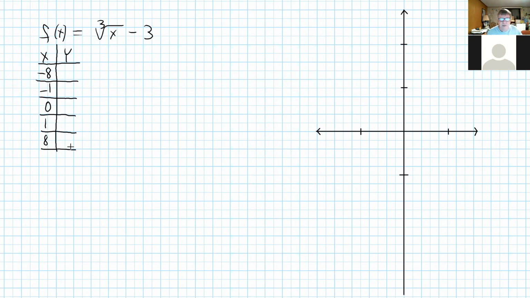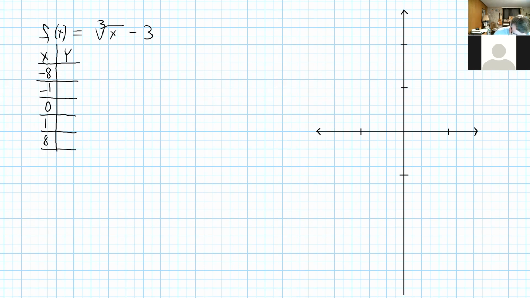Now, we're not taking a square root, we're taking a cube root. Notice that the x values are all perfect cubes. Negative 8 is negative 2 times negative 2 times negative 2. Positive 8 is 2 times 2 times 2. Negative 1 is negative 1 times negative 1 times negative 1. 1 is 1 times 1 times 1. And 0 is 0 times 0 times 0.